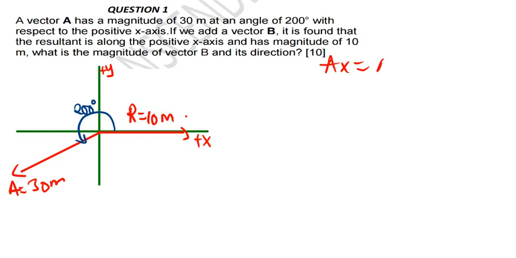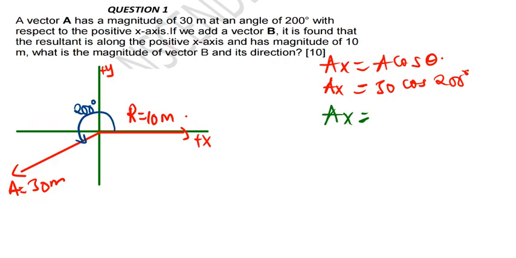So in this case, we're going to say A cos theta, right? So it's going to be Ax. My A is 30. The angle is 200. From today onward, the moment you hear we are having a class for physics, you need to have a calculator. So what is 30 cos 200? I'm getting negative 28.19. Is that correct?